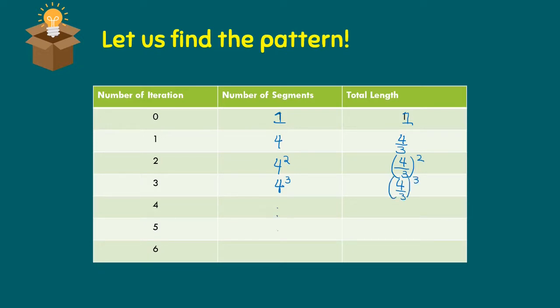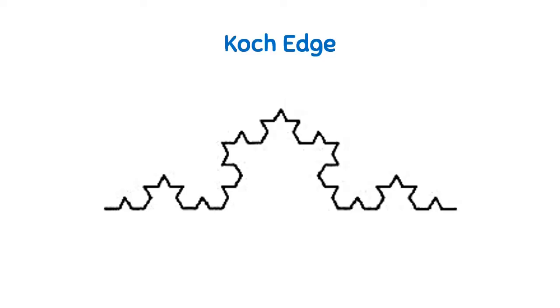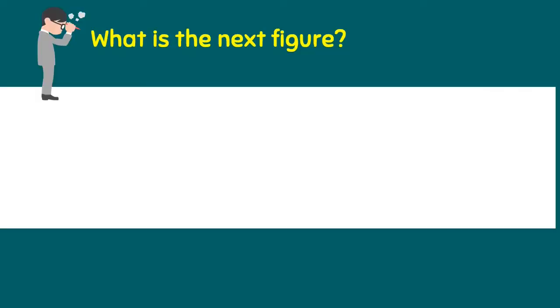So therefore, let's just make this n. For the nth iteration, the total number of segments is 4 raised to the n, and a total length of 4/3 raised to n. As you can see, as we increase the number of iterations, the total length of our figure increases. And okay, so this is the Koch edge. Okay, let's now look at the next figure.